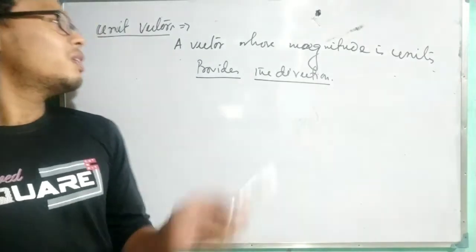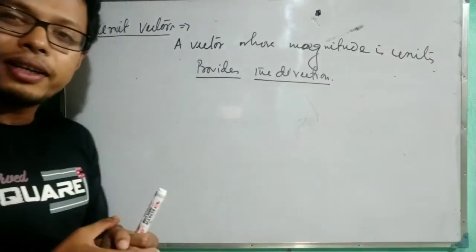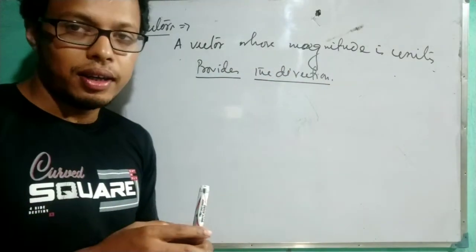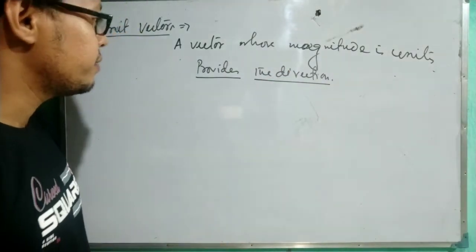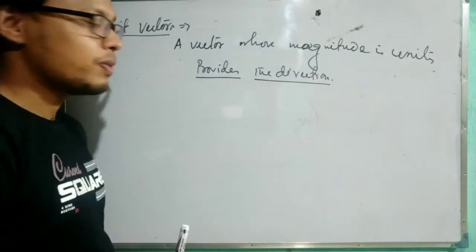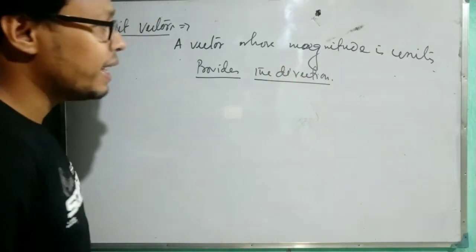Today's topic is about the unit vector. What is a unit vector? A vector whose magnitude is unity, meaning 1, is called the unit vector. And what is it used for? It is used to give the direction.